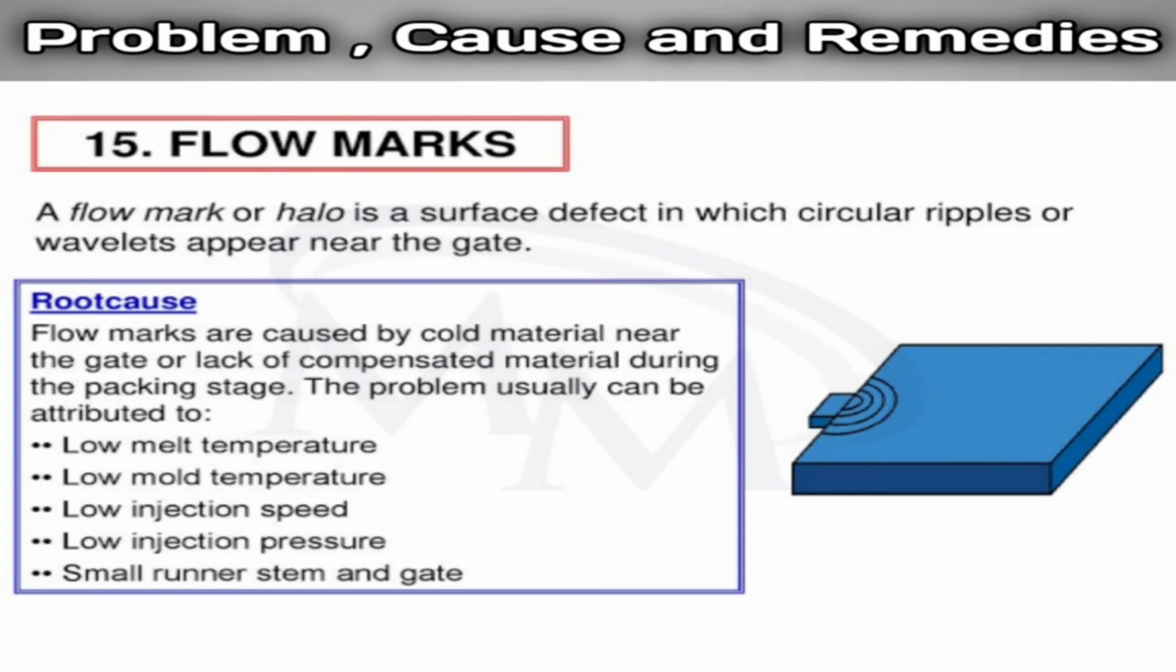Flow marks. A flow mark or halo is a surface defect in which circular ripples or wavelets appear near the gate. Root cause: Flow marks are caused by cold material near the gate or lack of compensated material during the packing stage. The problem usually can be attributed to low melt temperature, low mold temperature, low injection speed, low injection pressure, and small runner, stem and gate.